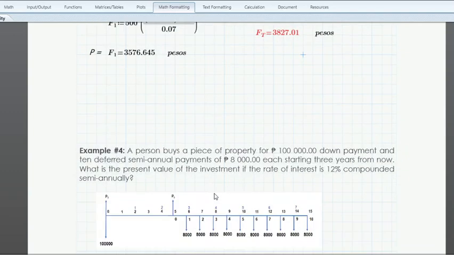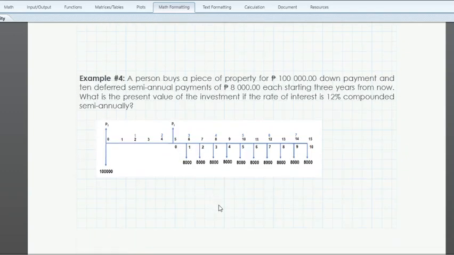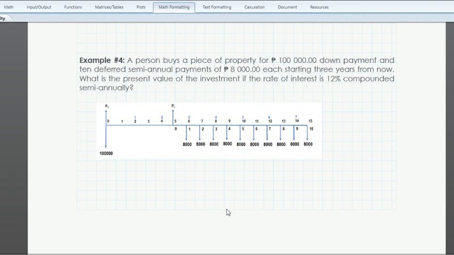So, moving on, we have example number 4. A person buys a piece of property for 100,000 pesos down payment. And we have 10 deferred semi-annual payments of 8,000 pesos each starting 3 years from now. What is the present value of the investment if the rate of interest is 12% compounded semi-annually? Earlier we discussed what to do when it is compounded semi-annually. I have provided here the cash flow for this example. This is what happens, this is what the problem says.